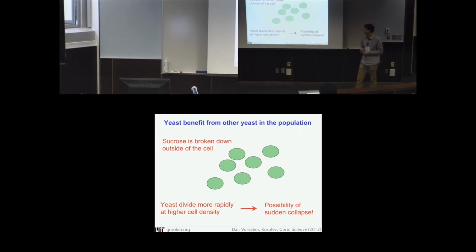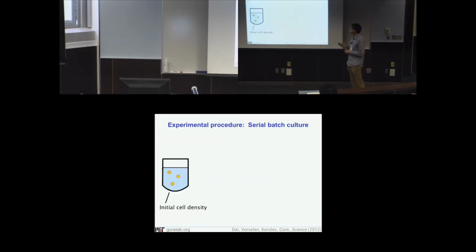Okay. All right, so the experiments are rather simple, so I just want to be clear about what it is we're doing. All right, so what we do is we start at some low cell density in well-mixed batch culture liquid. We shake at 30 degrees, let them divide over the course of a day.